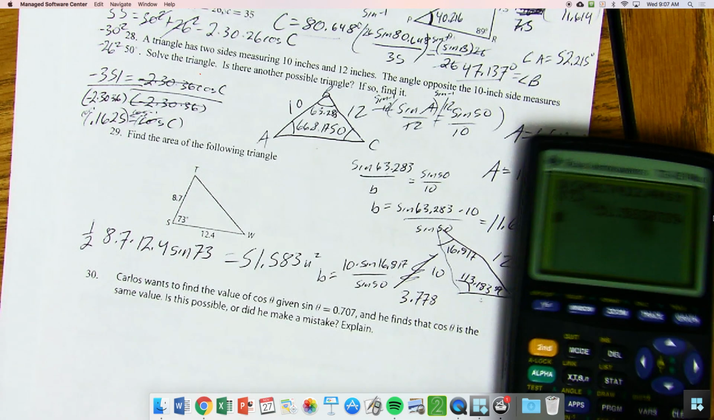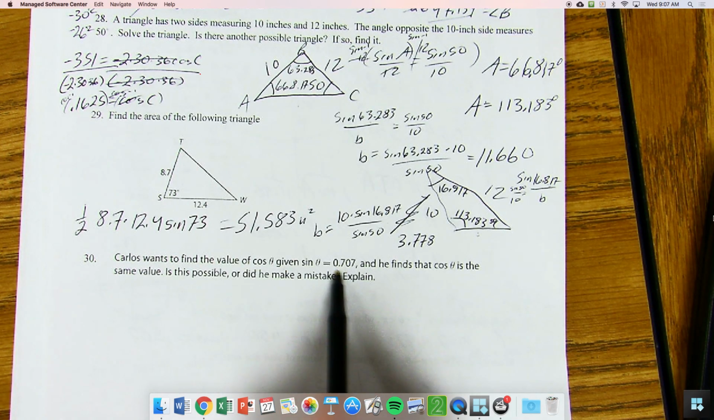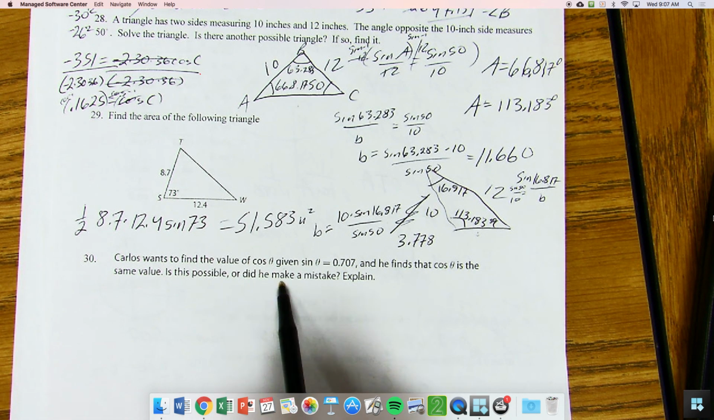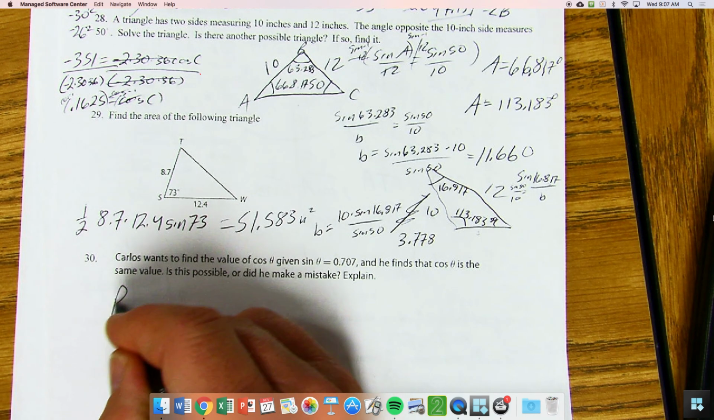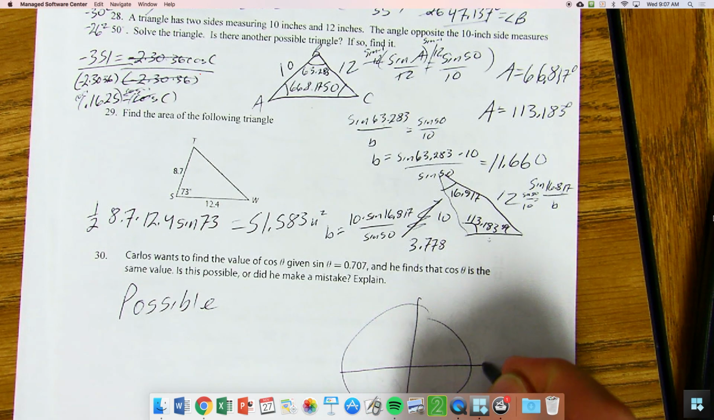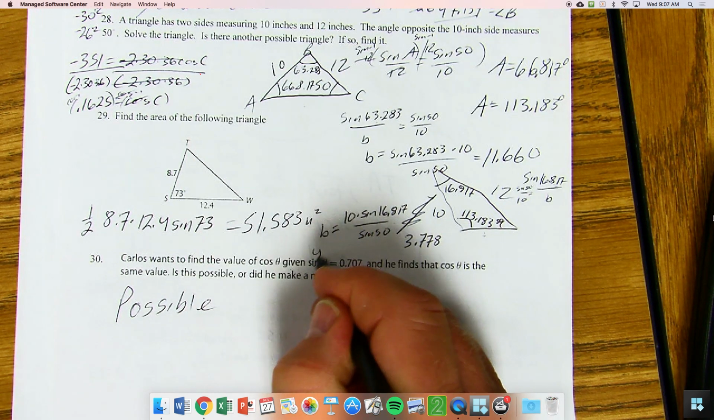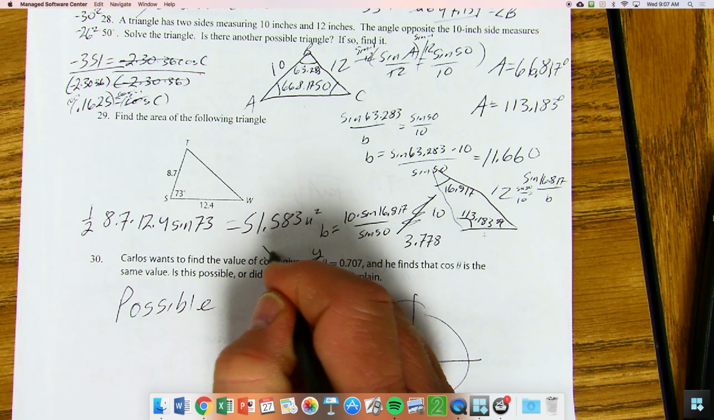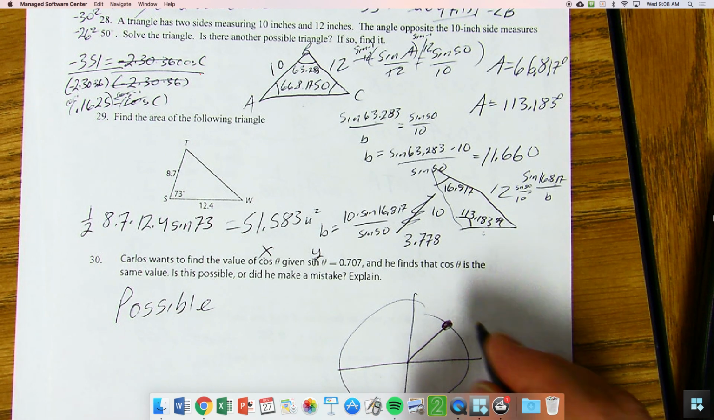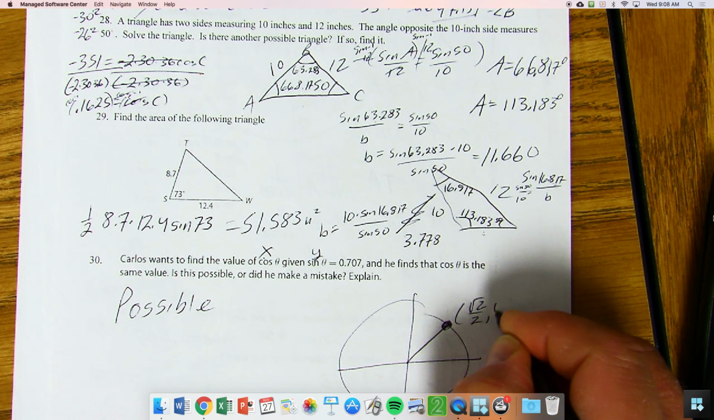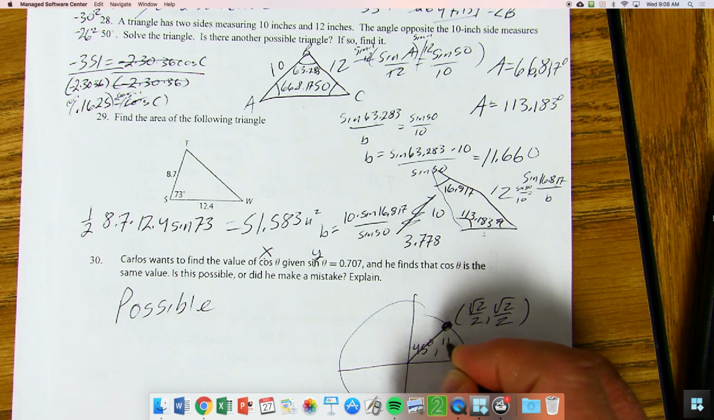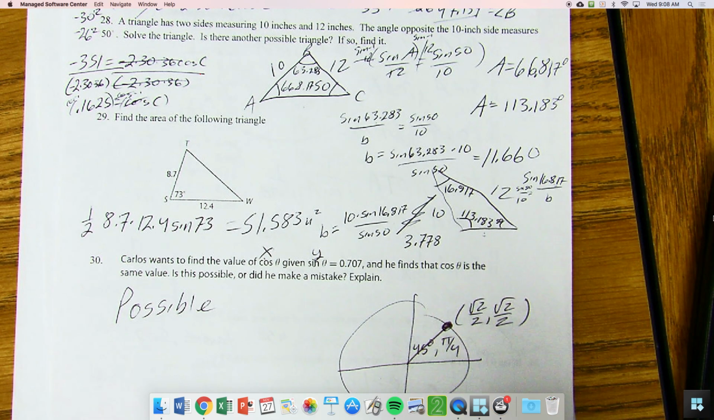Okay. Carlos wants to find the value of cosine theta given that sine theta is this. He finds that cosine theta is the same value. Is this possible, or did he make a mistake? Well, heck yes, it's possible, because if you remember correctly on the unit circle, there is one location where sine, which is the y value, and cosine, which is the x value, are exactly the same. It's right here, positive square root of 2 over 2, square root of 2 over 2, which is 45 degrees, or pi over 4. Folks, drop the mic.